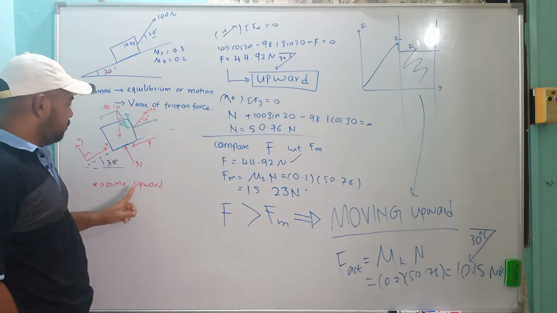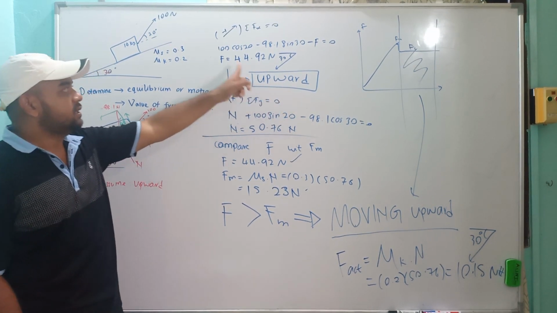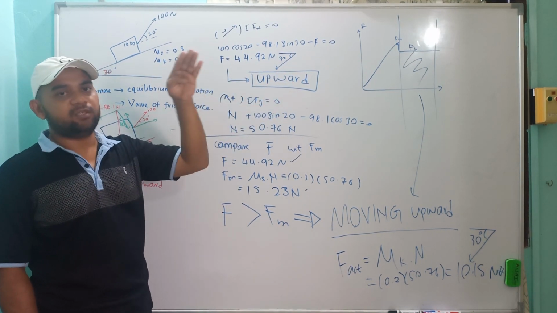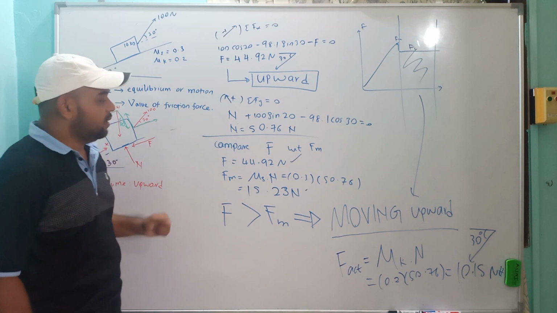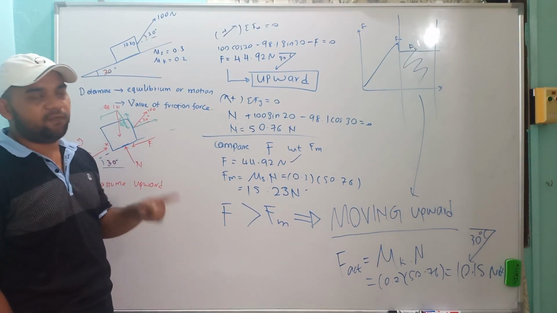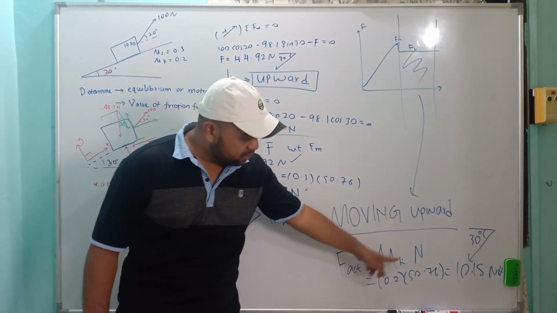If we consider upward, we got positive, so moving upward. Okay. This is the friction going downward, but the movement is upward because the friction is always in the opposite direction. Okay, if the component is moving, we have to recalculate the value of friction. So the value of friction is equal to mu k times N.